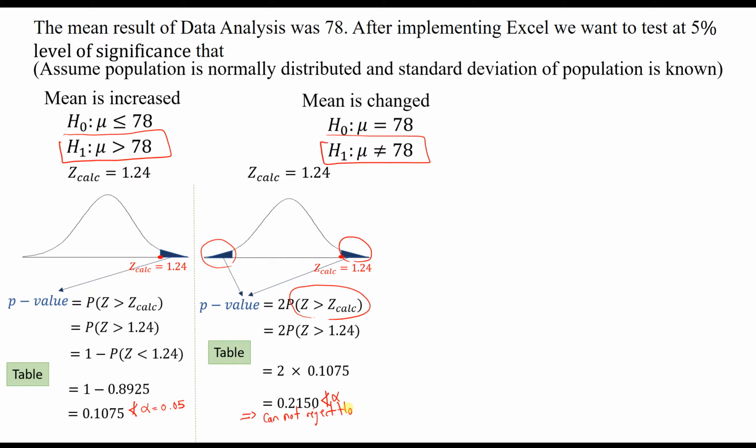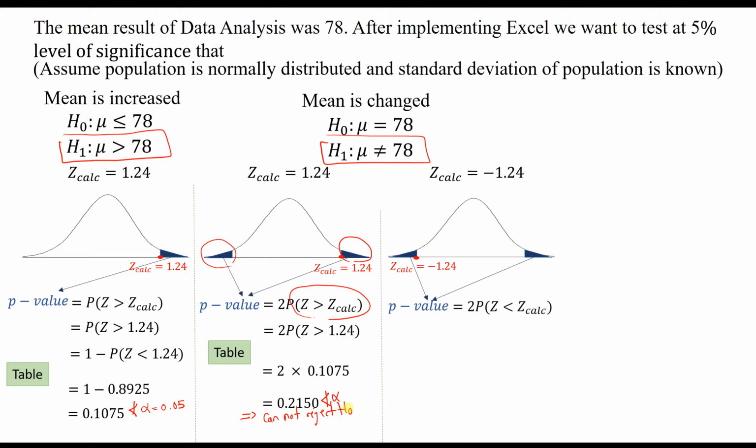Now let's assume that the Z calculated is negative 1.24. What do we do here? How do we find the p-value here? When we want to find a p-value, again based on H1, we are dealing with a two-tailed test. And the probability related to negative 1.24 is the probability of Z less than Z calculated, this area. And double of that is the p-value. So we need to calculate 2 times the probability of Z less than negative 1.24.